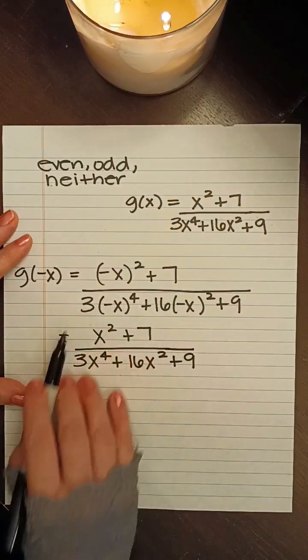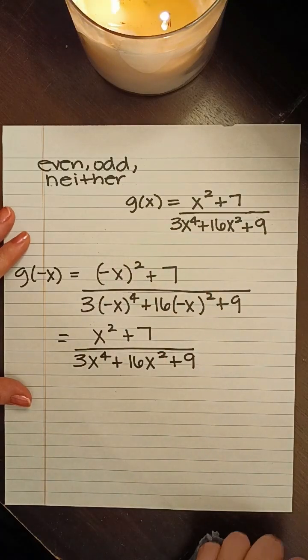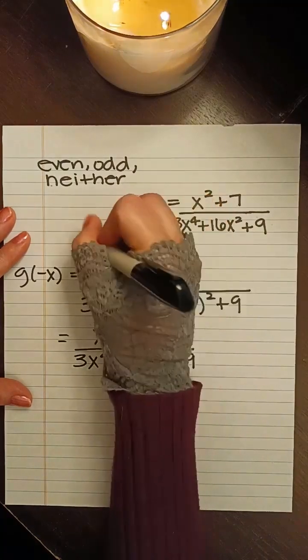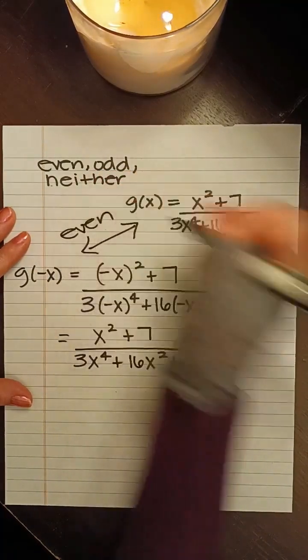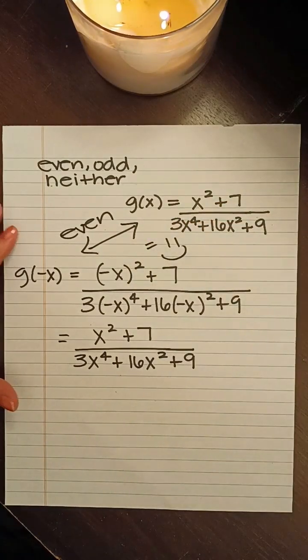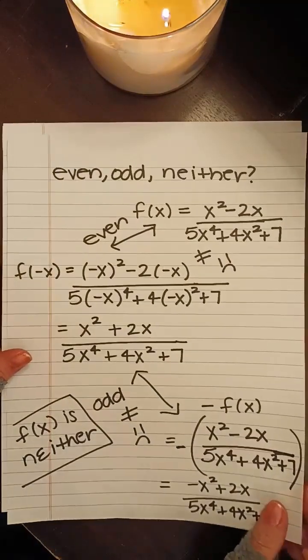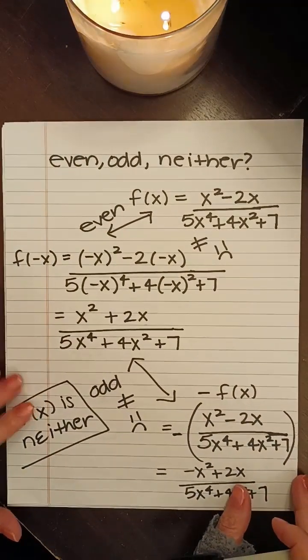And so this result, if it's the same as this result, as g of x, then g of x is even, and they are equal. So g of x is an even function. And that is it. That is how you determine whether a function is even, odd, or neither.